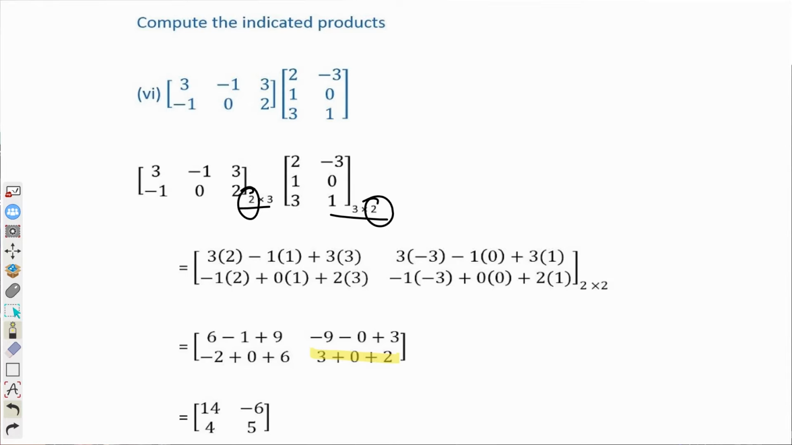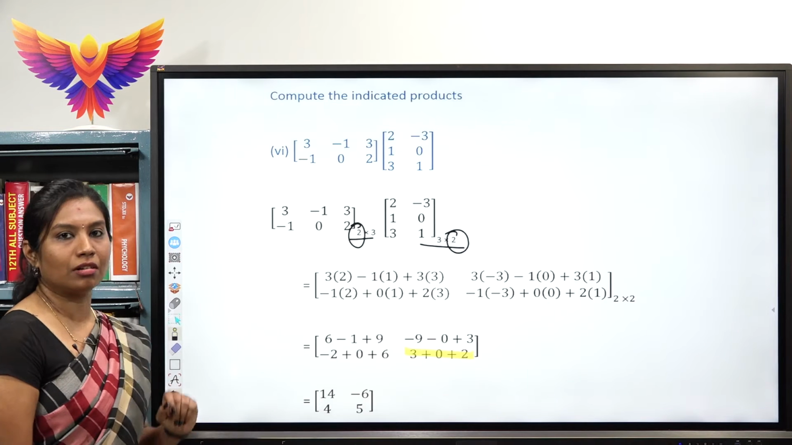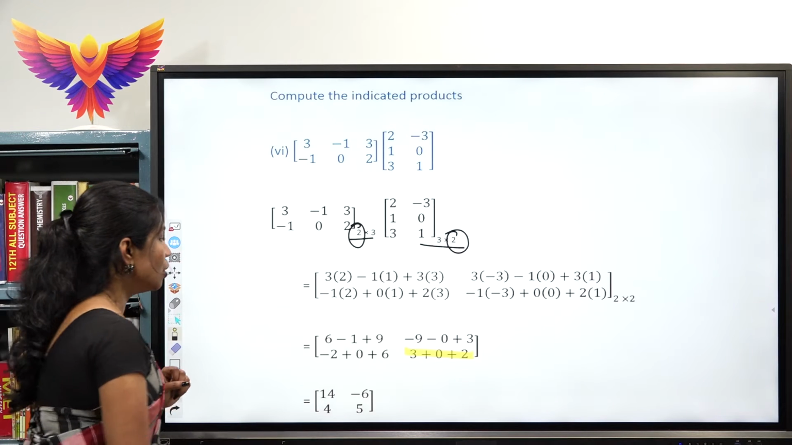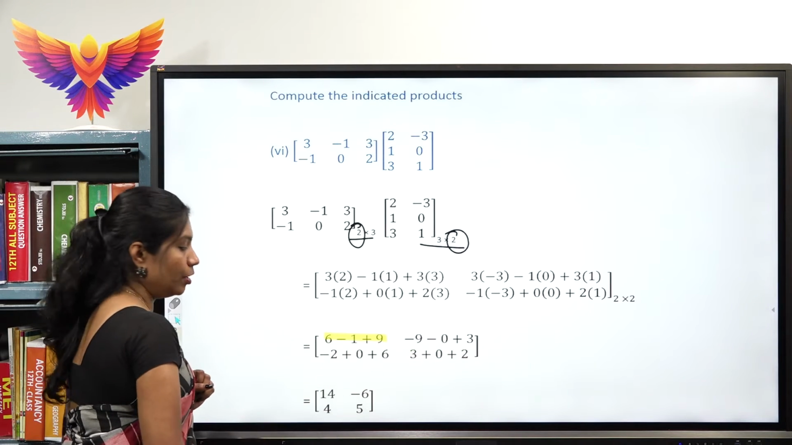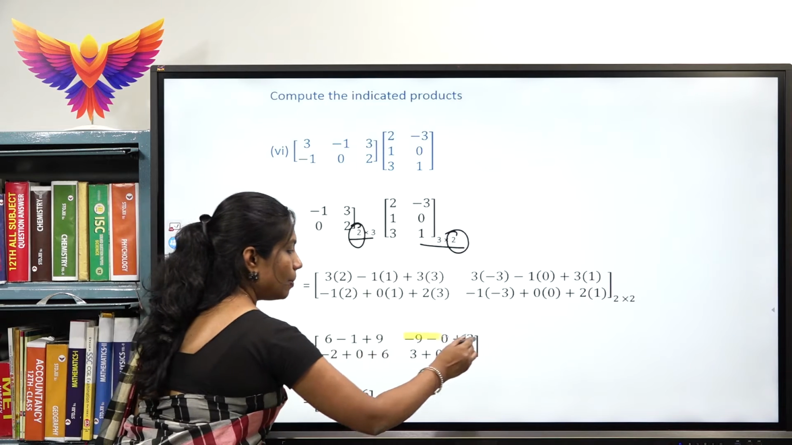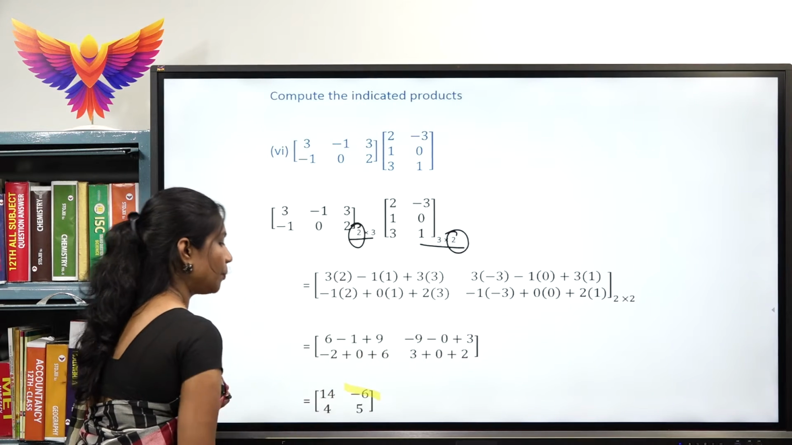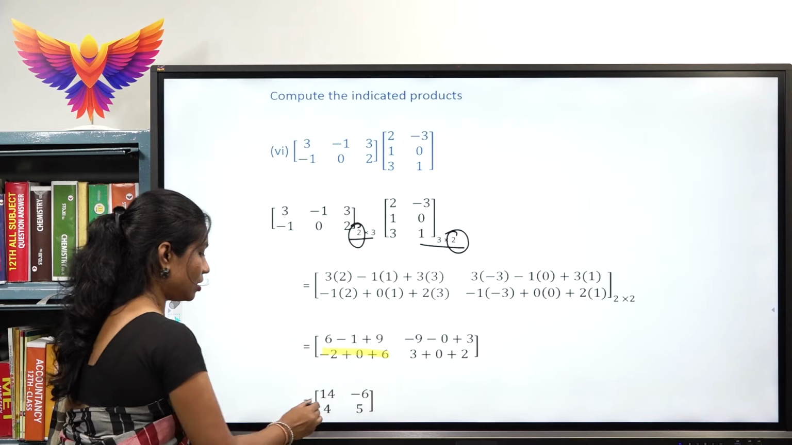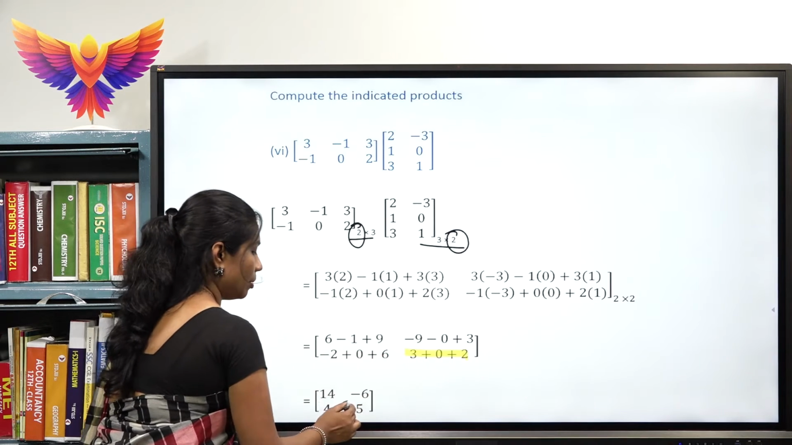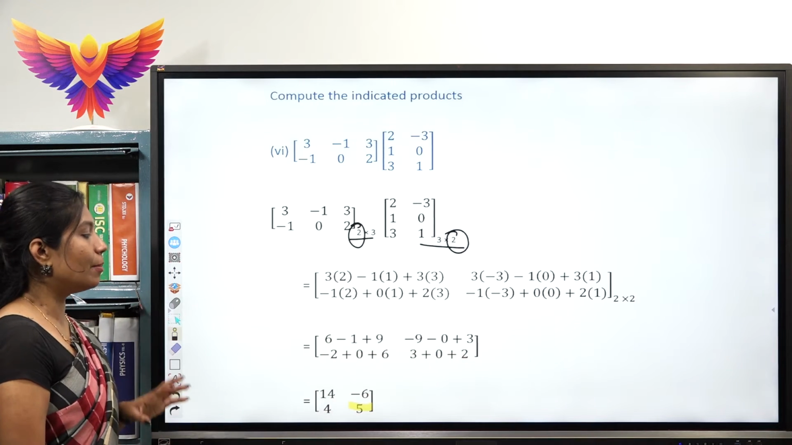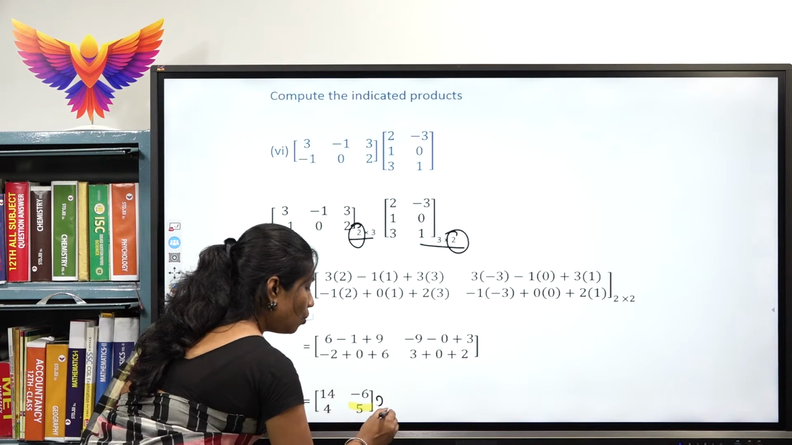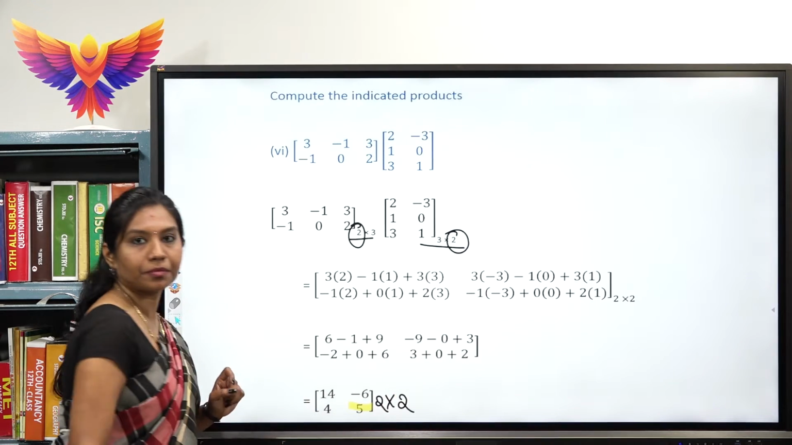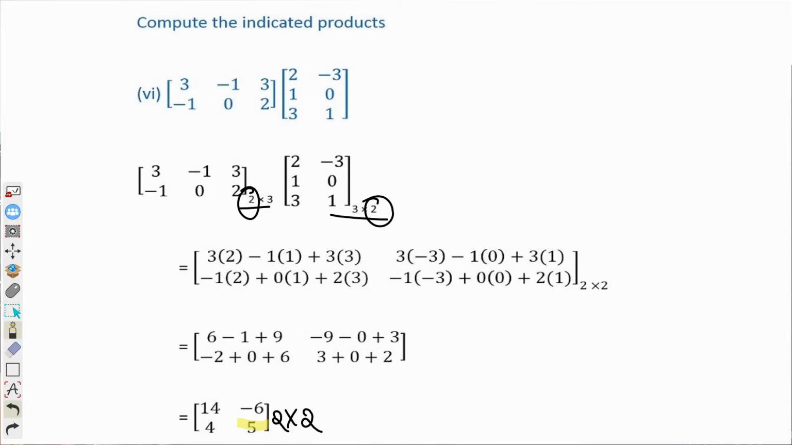Further simplification, to get into a single element here, we can't leave it at this stage, we have to simplify it further. So, 6 minus 1 plus 9 will be 14, minus 9 plus 3 I will be getting as minus 6, minus 2 plus 6 is nothing but 4, 3 plus 2 is nothing but 5. So, finally, I am getting a matrix which is of order 2 cross 2 here. Okay. So, this is the multiplication of a matrix. We have got a final result as 14, minus 6, 4 and 5, which is a 2 cross 2 matrix again.